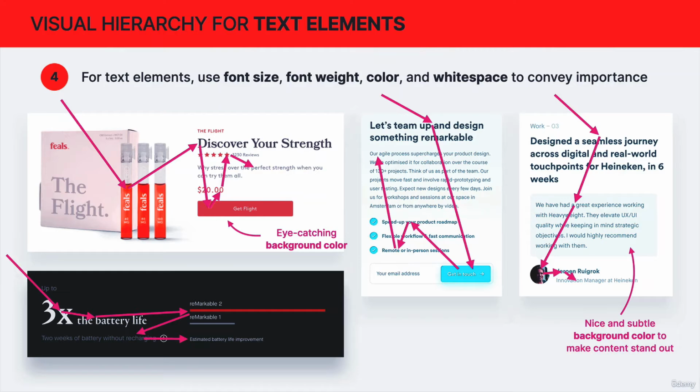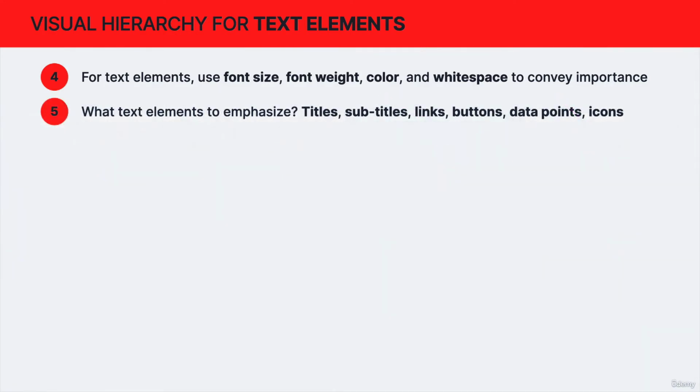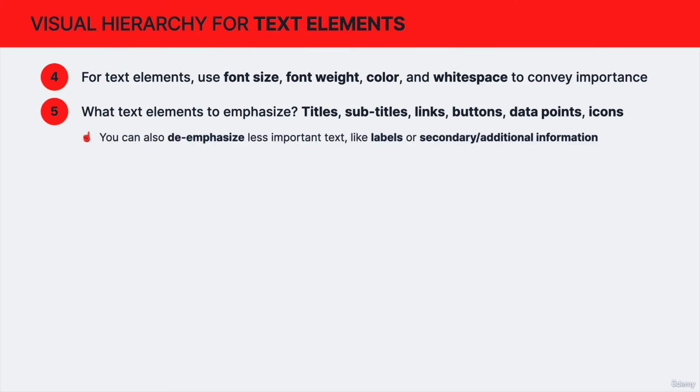But now you might ask, what elements should we actually emphasize? Well, we should emphasize contents like titles, subtitles, links, buttons, data points, and icons. And as we already saw in all the previous examples, we can also de-emphasize less important text, so things like labels or simply secondary information.